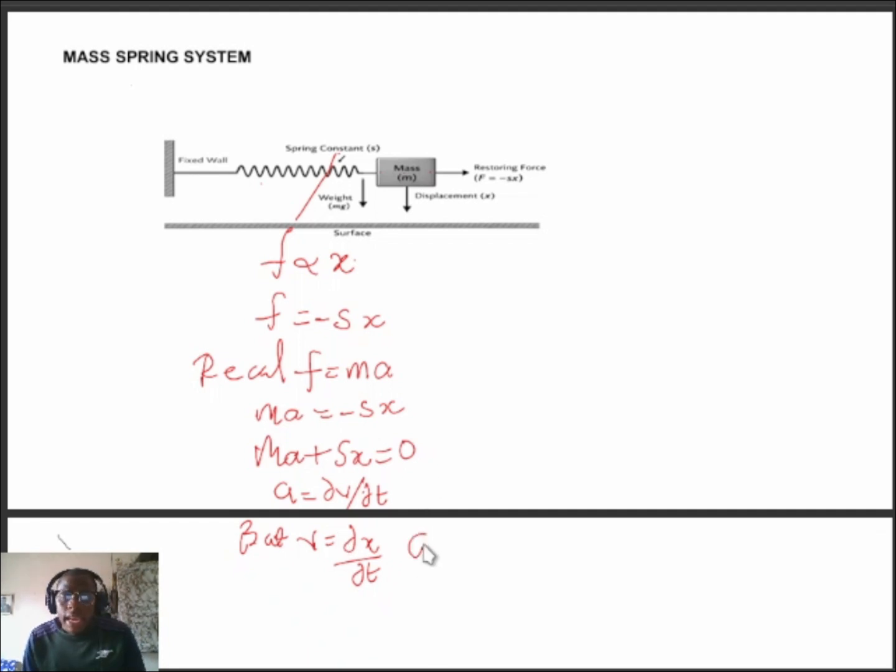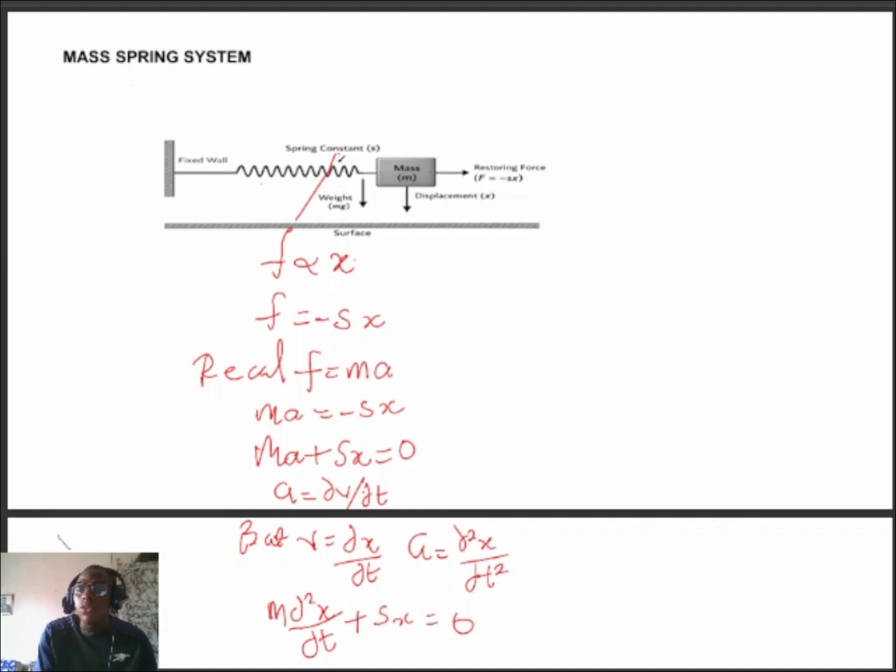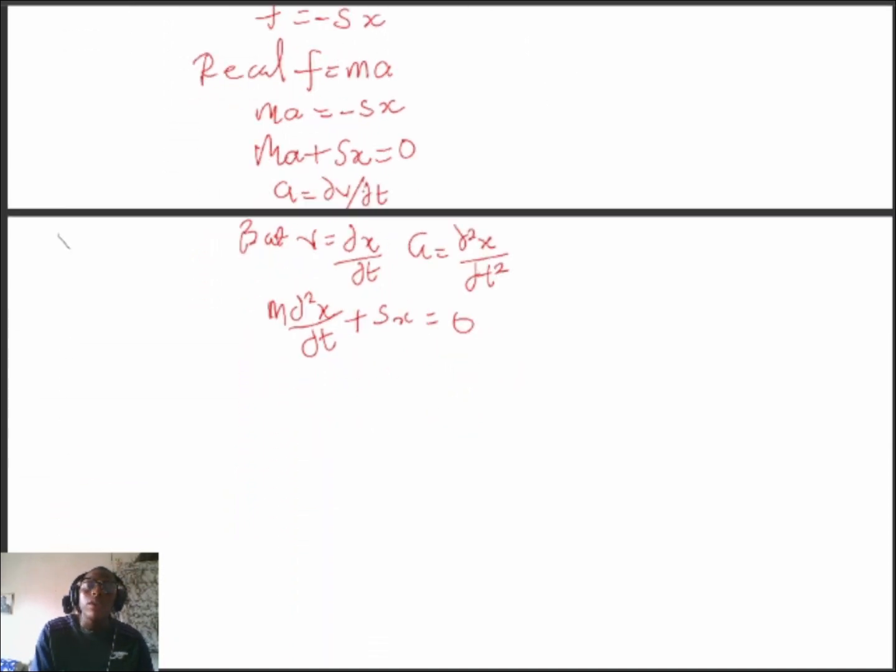So how do we differentiate acceleration? Recall, A can be written as d square S over dt square. If you do this, you will arrive at acceleration, meaning you are differentiating displacement twice. Now, why don't we represent what we have in this equation, where m multiplied by d square S over dt square plus S of x, and this is equal to 0. Are you done? No, we are not done.